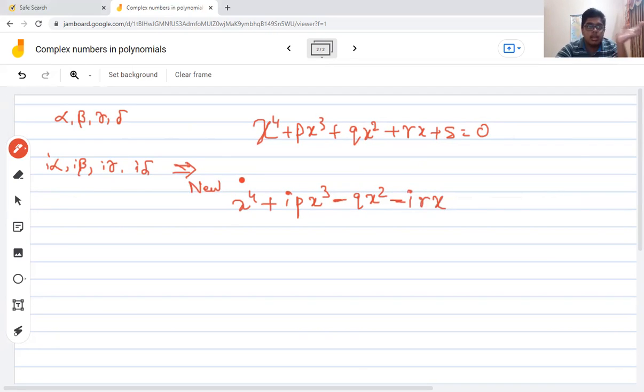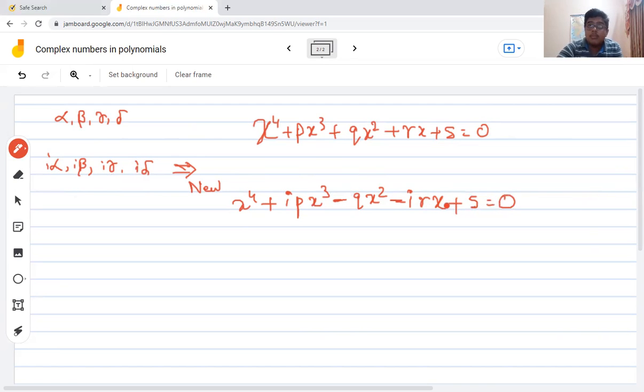Now what if I multiply alpha, beta, gamma, delta equals S? If I multiply I alpha times I beta times I gamma times I delta, it's I power 4 times alpha, beta, gamma, delta. What's I power 4? It's I square the whole square, which is minus 1 square, which is 1. So this S actually remains to be S, plus S equals 0.